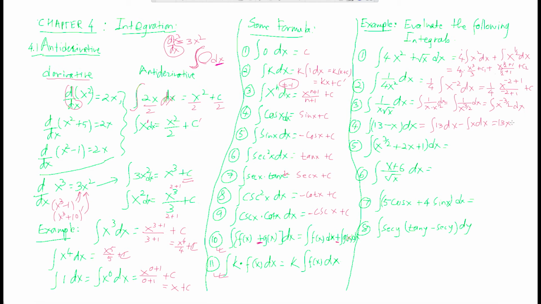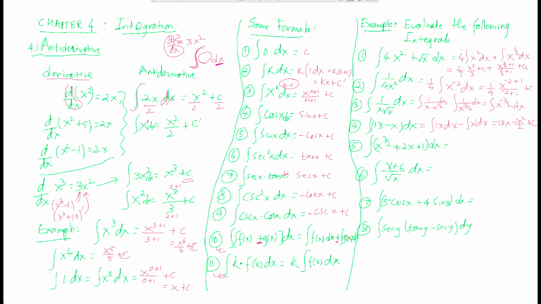So this will be 13x minus, what is the integral of x? Integral of x will be x squared over 2, right? Because integral of x is x squared over 2 plus c. Or you can see that this is x to the 1, right? So x to the 1 plus 1 is x squared over 2. And then plus a constant you get from here, another constant you get from here. I write a single constant by combining those two constants. That's the answer. Okay.